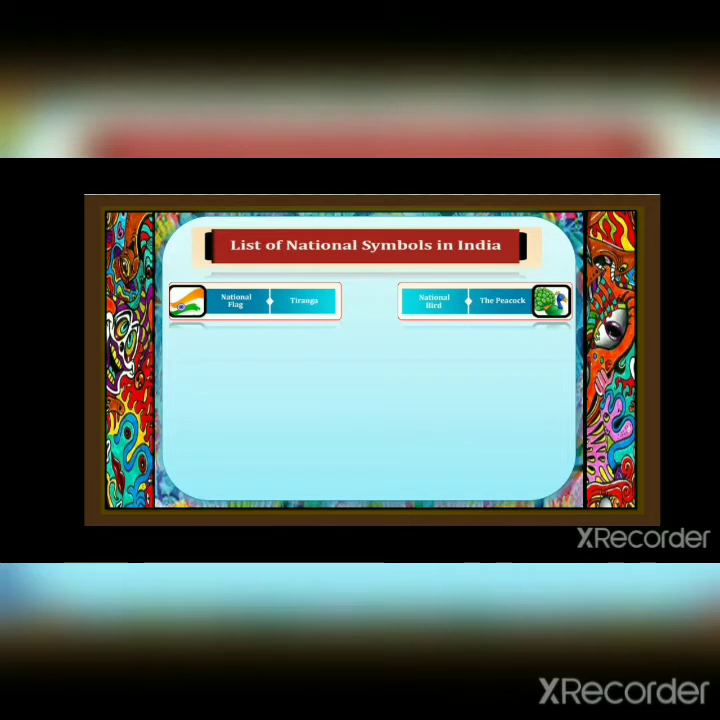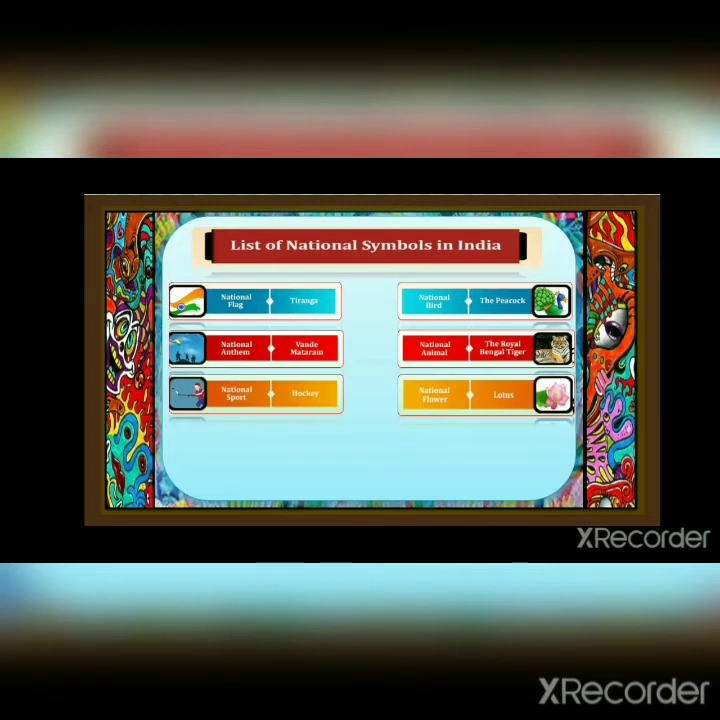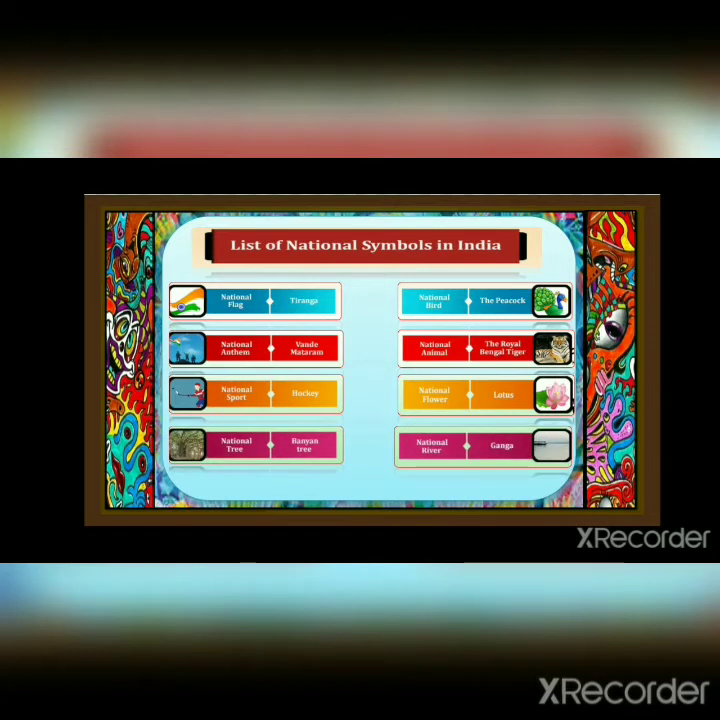Next is the list of national symbols in India. And what are they? The national flag, also known as Tiranga. National bird, the peacock. National anthem, Vande Mataram. National animal, the Royal Bengal tiger. National sport, hockey. National flower, lotus. National tree, banyan tree. National river, Ganga.